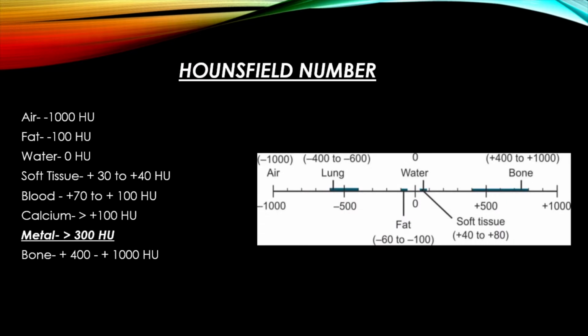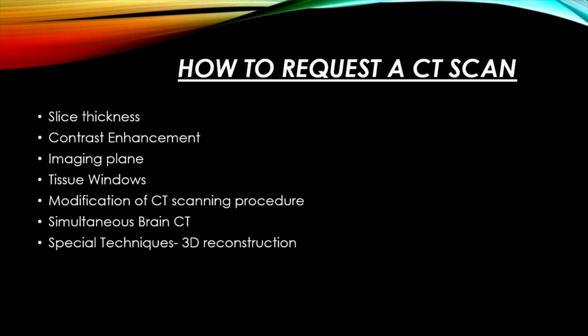Air has a Hounsfield unit of -1000, that will appear as black. Fat has -100, water has 0, soft tissue has +30 to +40 Hounsfield unit. Blood has a Hounsfield unit of 70 to 100. Calcium has more than 100. Metal has more than 300 Hounsfield unit value, and bone has a Hounsfield value of the range of 400 to 1000. Now, how to request a CT scan?